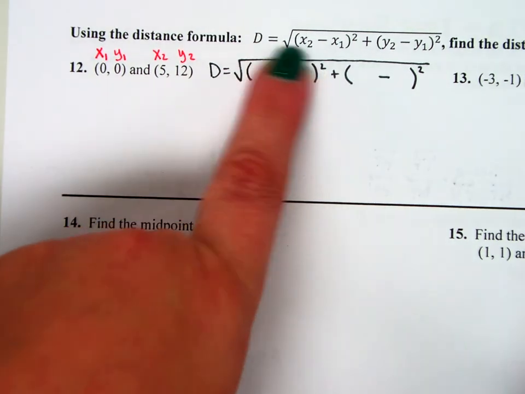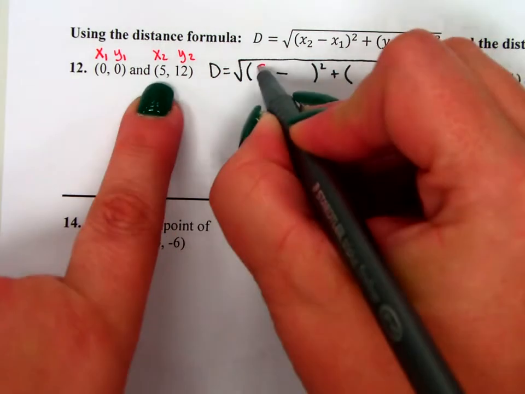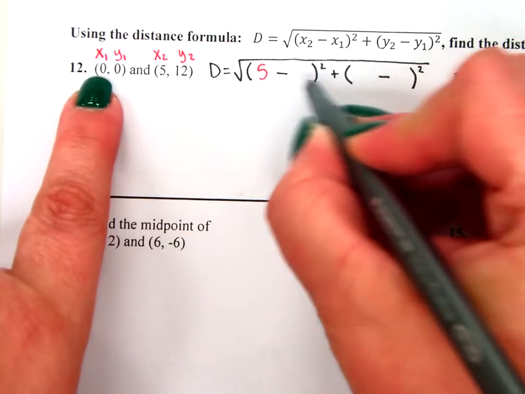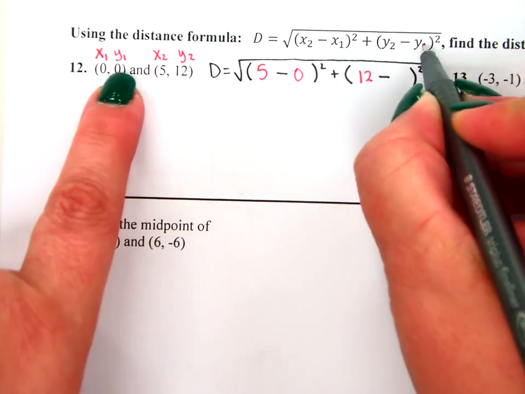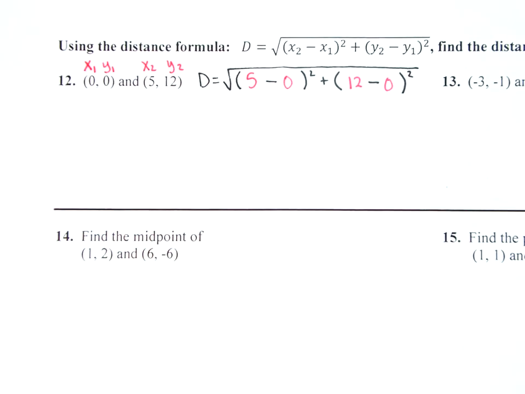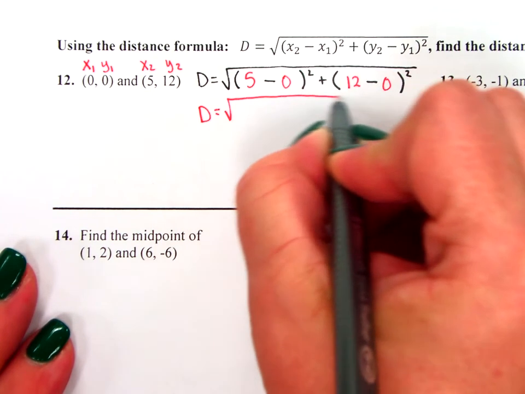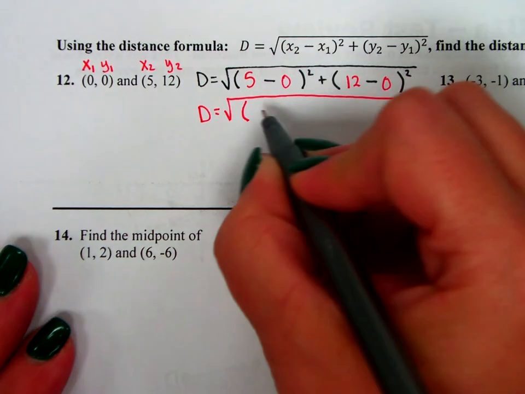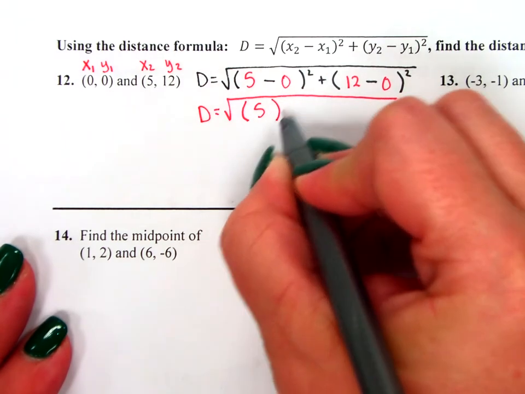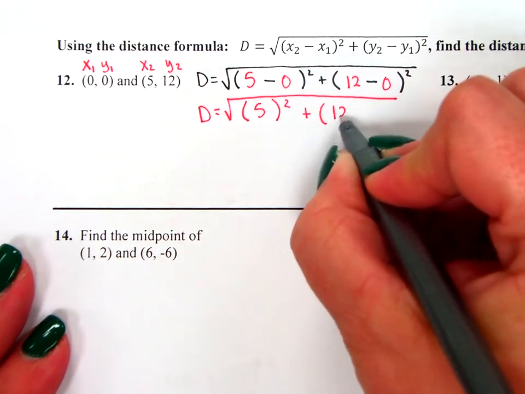So the shape that goes with x2 goes in the first hole, right? So x2 is 5. x1 is 0. y2 is 12. y1 is 0. Just fill it in, and then from there you simplify. Okay? So my distance equals the square root of 5 minus 0 is 5, plus 12 minus 0 is 12.